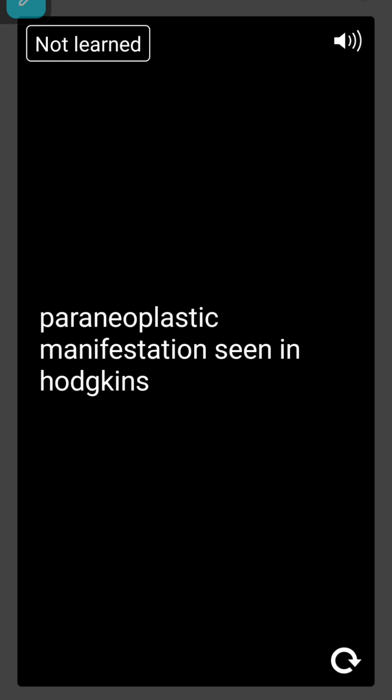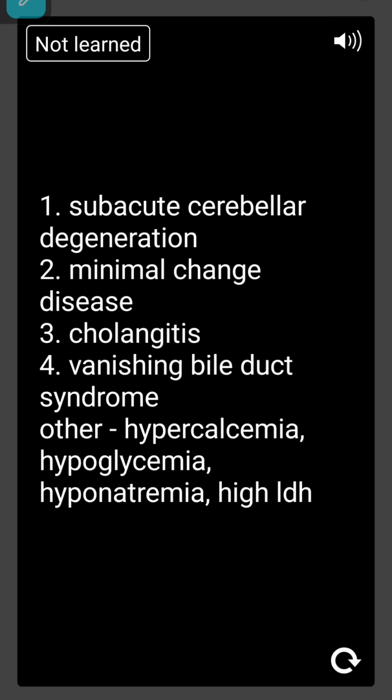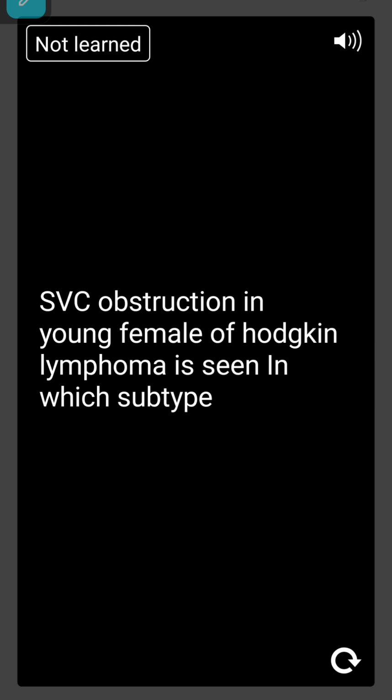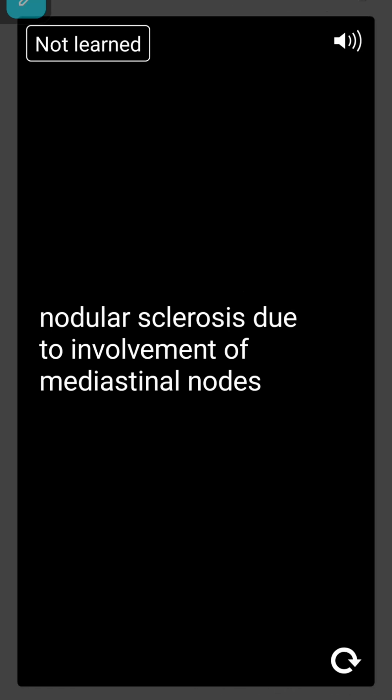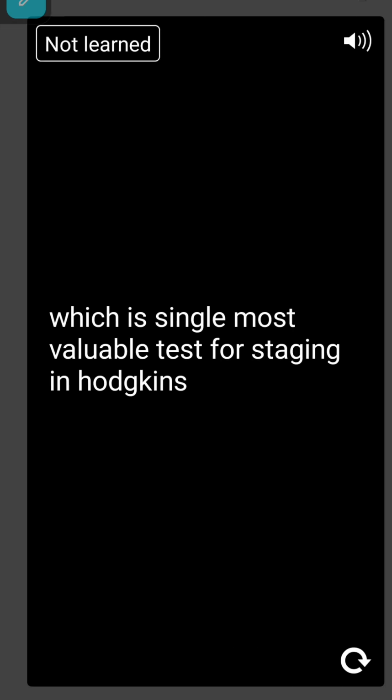Paraneoplastic manifestations seen in Hodgkin: 1. Subacute cerebellar degeneration. 2. Minimal change disease. 3. Cholangitis. 4. Vanishing bile duct syndrome. Others: hypercalcemia, hypoglycemia, hyponatremia, high LDH. SVC obstruction in a young female with Hodgkin lymphoma is seen in which subtype? Nodular sclerosis, due to involvement of mediastinal nodes.